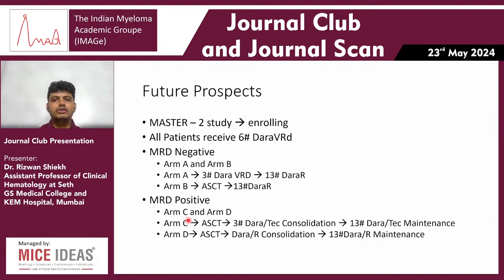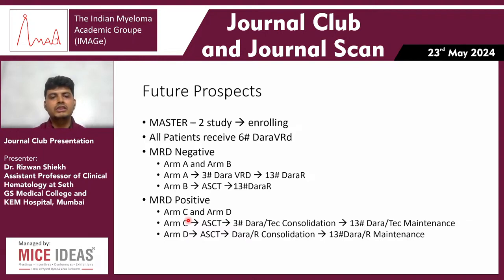So coming to the future prospects, where it is going: the MASTER 2 study is planned and enrolling. It has 6 cycles of DARA-VRD and then randomization based on MRD. If the patients have MRD negativity, they are taken to 2 arms, arm A and arm B. Arm A is 3 cycles of DARA-VRD followed by 13 cycles of DARA-R. And arm B is transplant followed by 13 cycles of DARA-R. The question they are asking is whether transplant can be replaced by 3 cycles of DARA-VRD if the patient is MRD negative after 6 cycles of DARA-VRD.